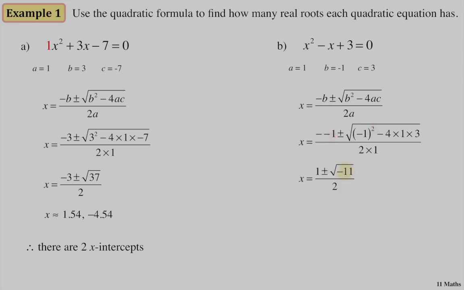So when you plug those values in, you end up with this. And this, if you just put that straight into your calculator as it's written there, it'll give you a math error. The reason is the discriminant, the part under the square root sign, ends up equaling -11, and we can't take the square root of -11. So there's no solution, which means there are no x-intercepts or no roots.